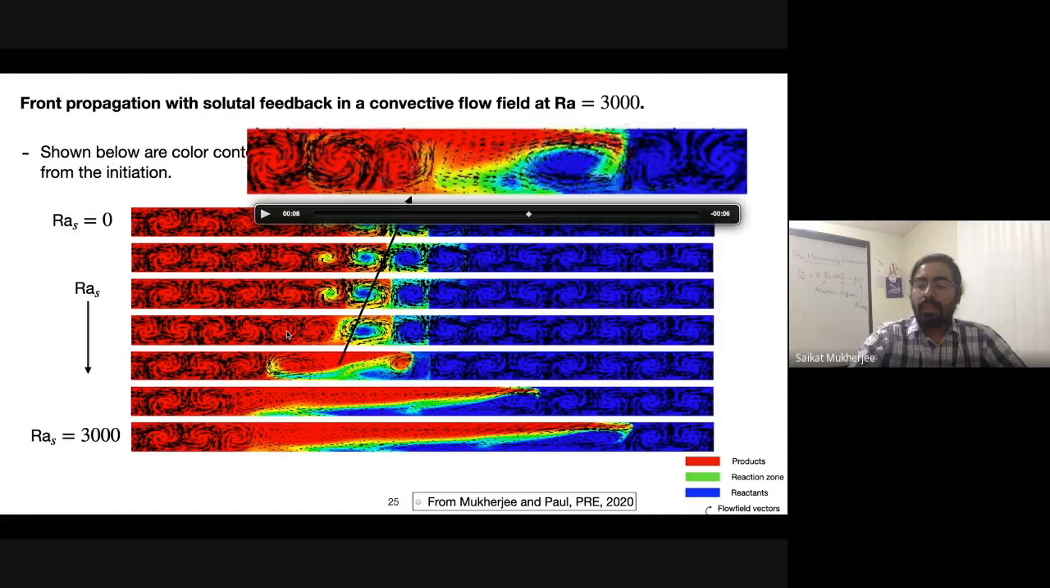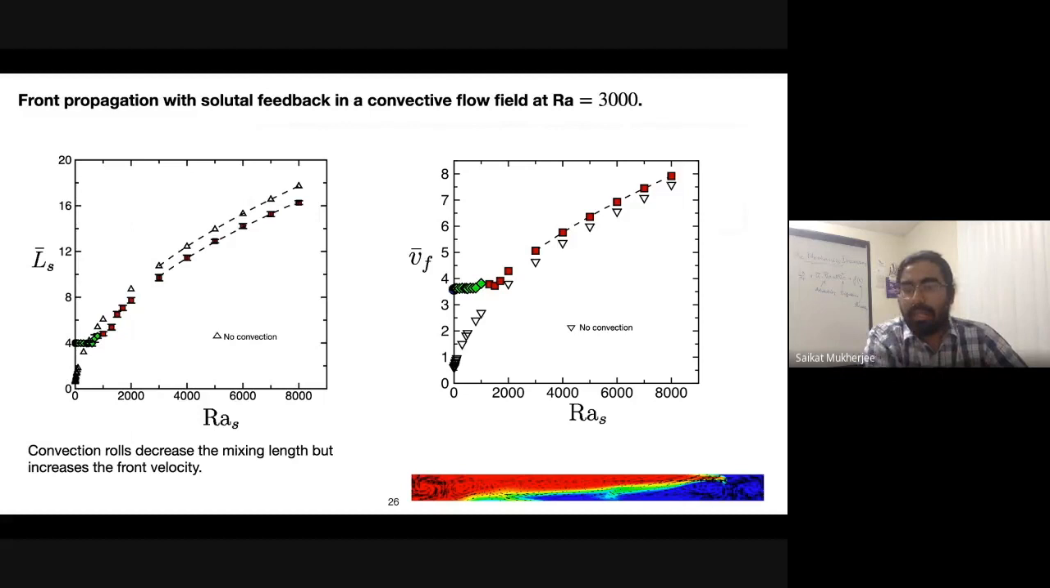We again calculated the mixing length and the front velocity for when there is convection, and the big takeaway was that the mixing length remains steady when there is convection. For the plot on the left, we are plotting the mixing length as a function of solutal number, and the open triangles are results from when there was no thermal convection. For when there is convection, the mixing length sits steady for a long while, and after that it increases in value. This scaling is also 0.5.